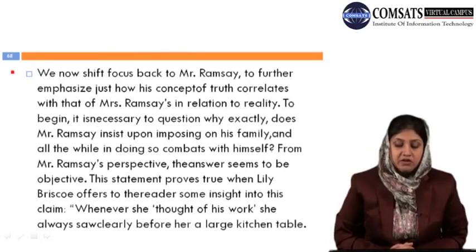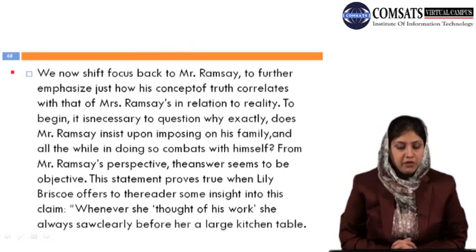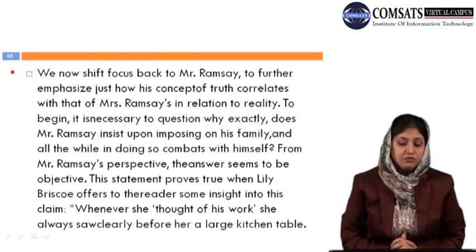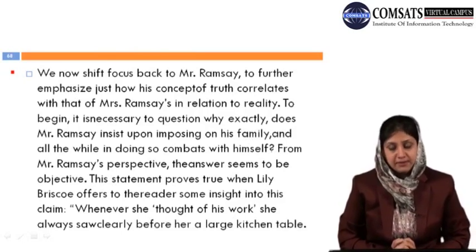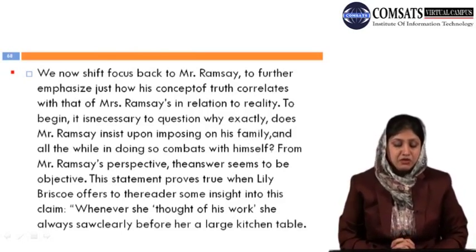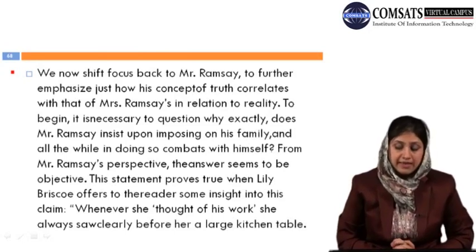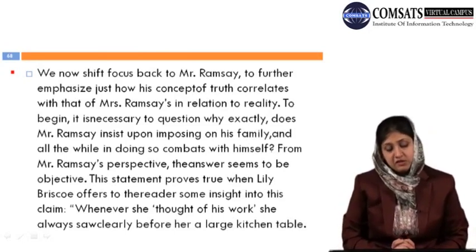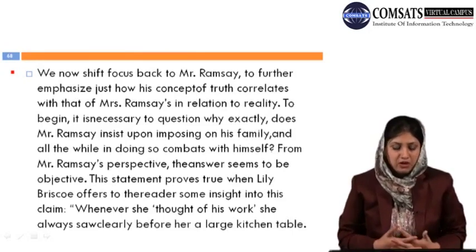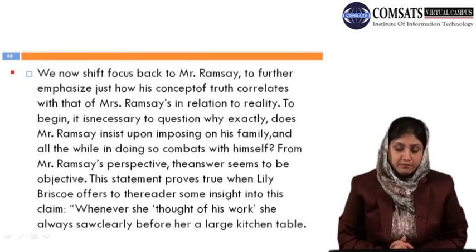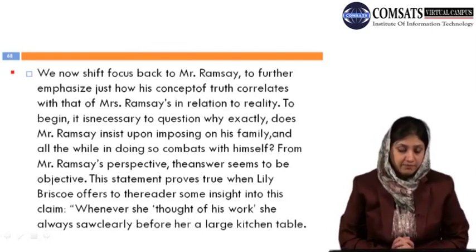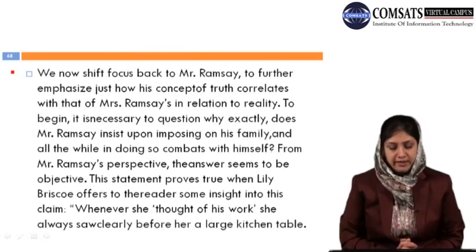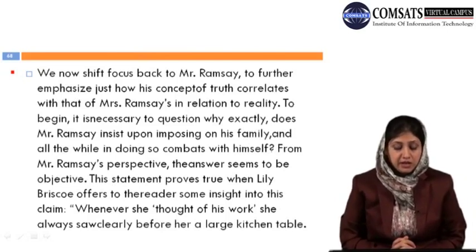So we now shift focus back to Mr. Ramsay to further emphasize just how his concept of truth correlates with that of Mrs. Ramsay in relation to reality. To begin, it is necessary to question why exactly Mr. Ramsay insists upon imposing on his family, and all the while in doing so combats with himself. From Mr. Ramsay's perspective, the answer seems to be objective. The statement proves true when Lily Briscoe offers the reader some insight into his claim.